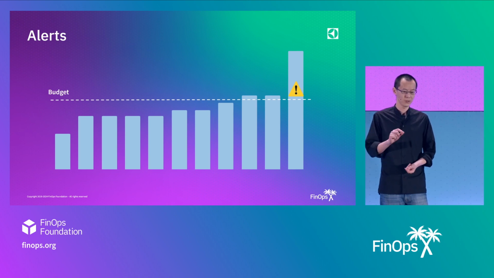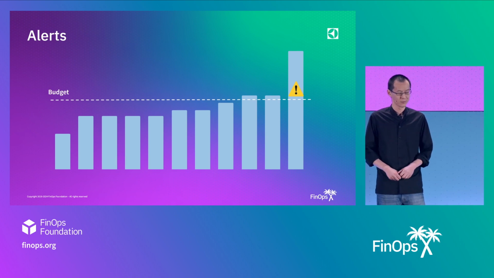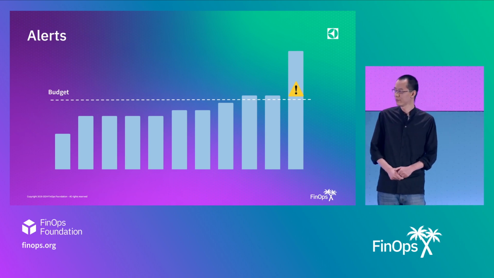When you set the budget for your team and for your resource, and once you are approaching the budget, InfraWallet will continuously monitor the budget spending, and you will get an alert when you are overspending. That's what monitoring is.